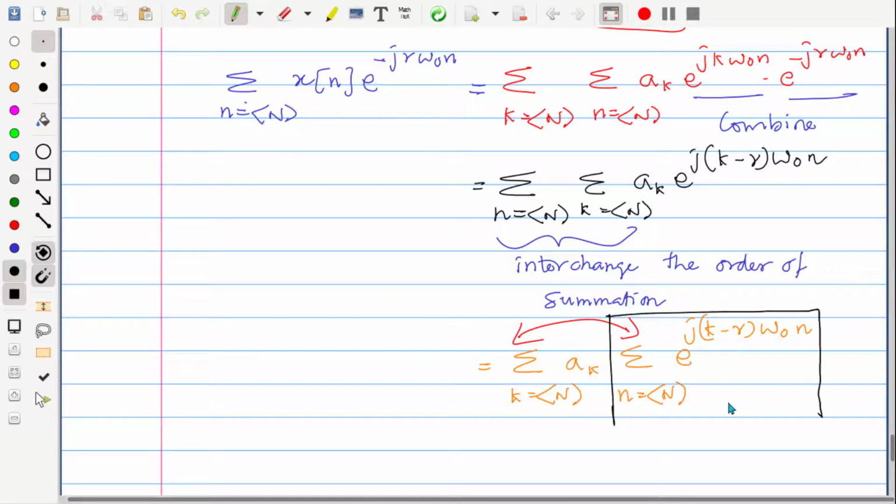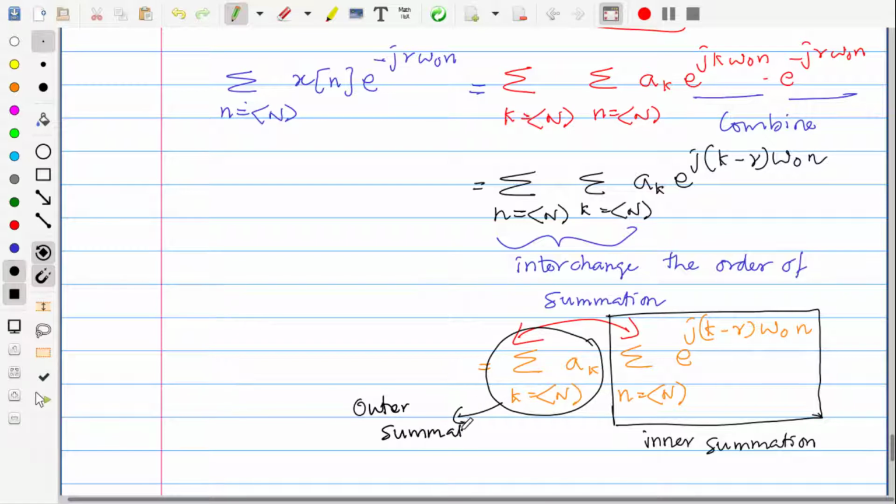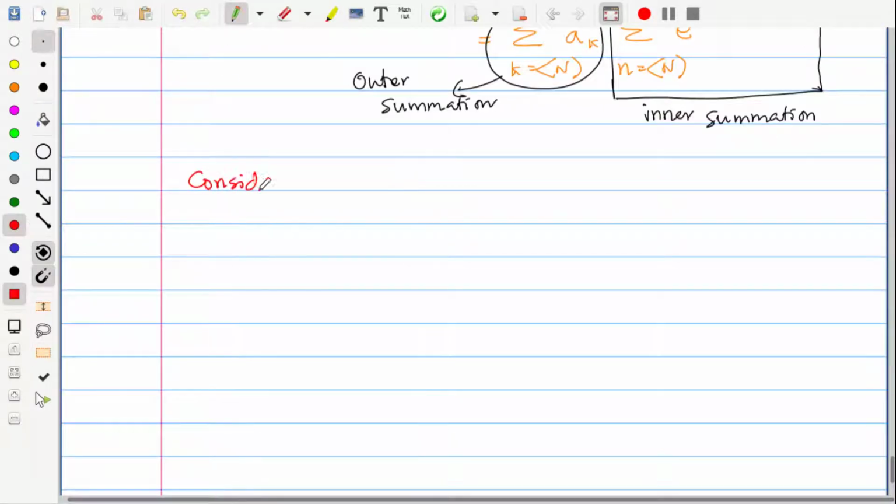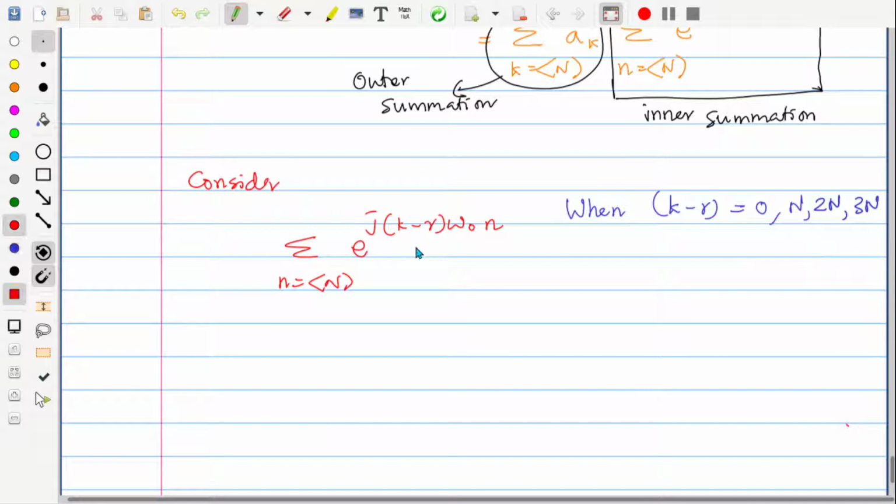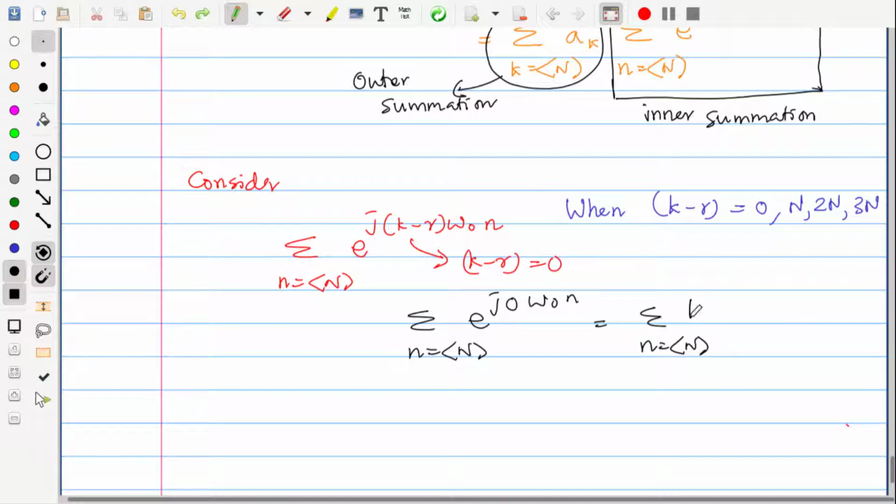Now computing the innermost summation, summation n within the range N, e^(j(k-r) omega_0 n), is a little bit trickier. Consider the innermost summation e^(j(k-r) omega_0 n). When k minus r is equal to 0, or k minus r is equal to capital N, or k minus r is equal to 2N, we can see that the term e^(j(k-r) omega_0 n) will be equal to e^0 because k minus r is 0, which is equal to 1.